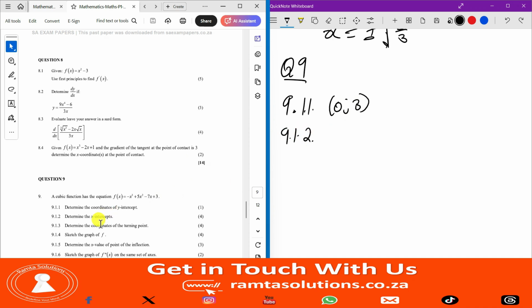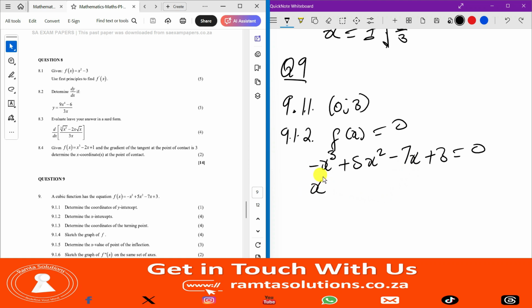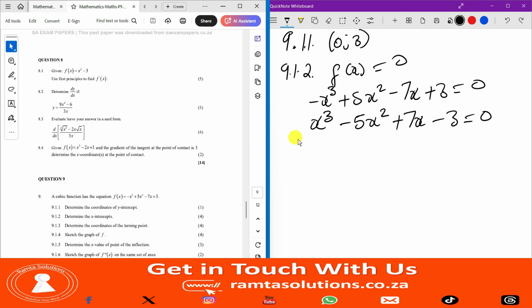9.1.2, determine the x-intercept. So with the x-intercept, we'll say f of x must be 0. What does it mean? Negative x cubed plus 5x squared minus 7x plus 3 must be equal to 0, isn't it? So let me just divide by negative 1. x cubed minus 5x squared plus 7x minus 3 equals 0.